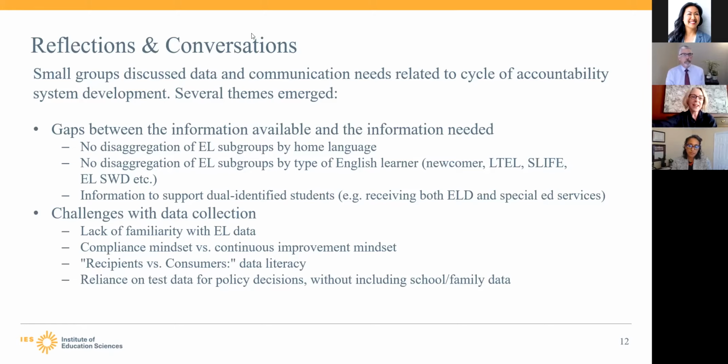If any of these issues resonate with you, you are in the right place. My wonderful colleague Molly is going to address and build upon these topics. So over to you, Molly.